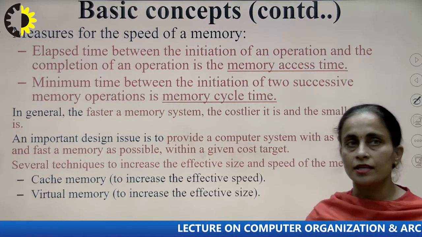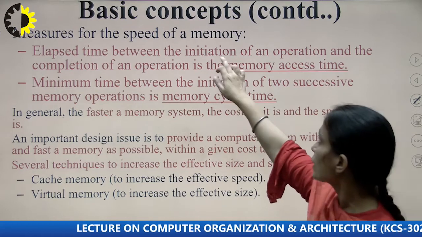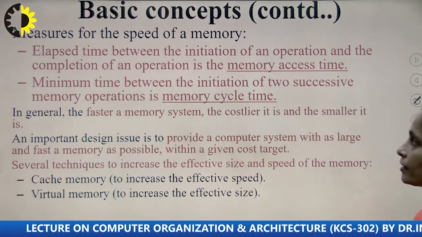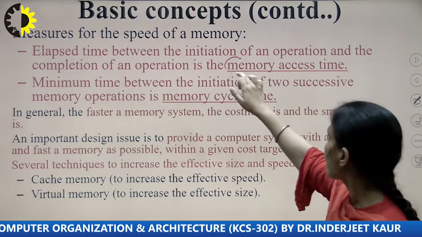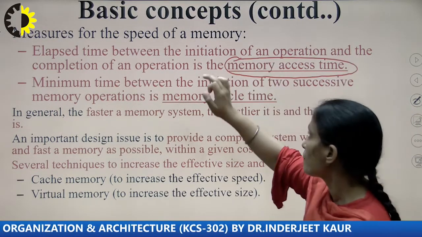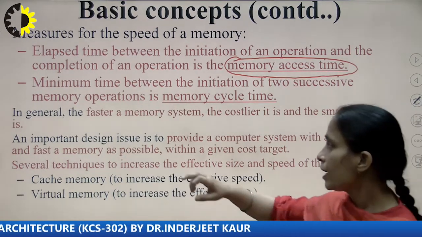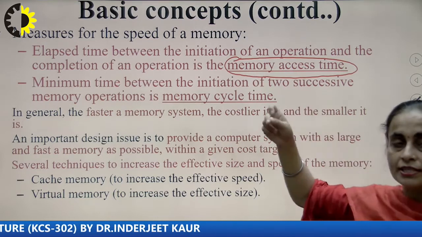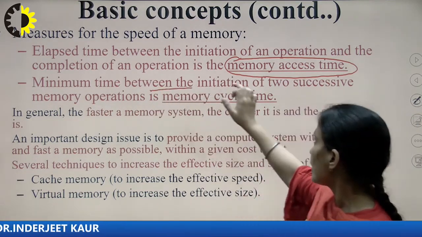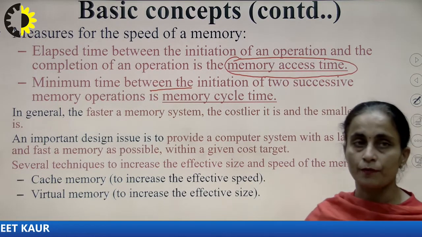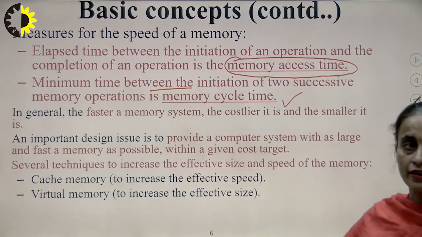How to measure the speed of the memory? The elapsed time between the initiation of an operation and the completion of that operation is known as the memory access time. That is very important when we study operating system concepts. Everything depends upon how much access time is required. Then the minimum time between the initiation of 2 successive memory operations is known as memory cycle time. Again, that is also very important.